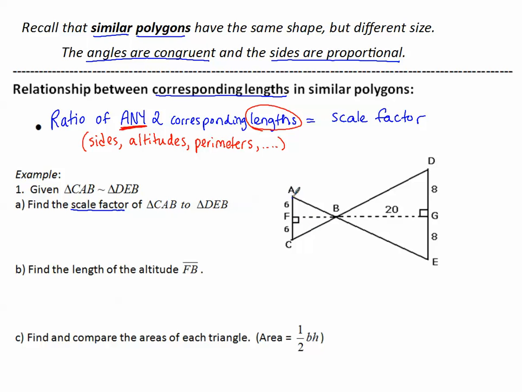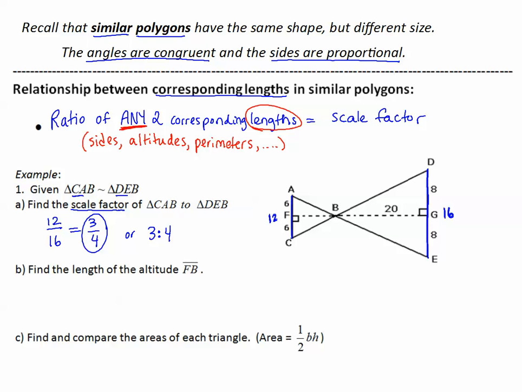In triangle ABC, side AC has a length. Altogether, that length is 12. AC from the statement corresponds to DE. DE has a length. Altogether, that side is 16. So I'm going to put 12 over 16 and simplify that ratio, 3 over 4. The scale factor is 3 to 4. Remember, there's different ways to write it. Also with the colon, both are acceptable.